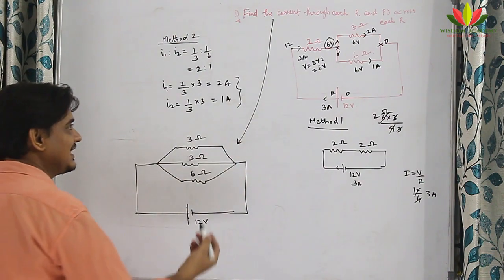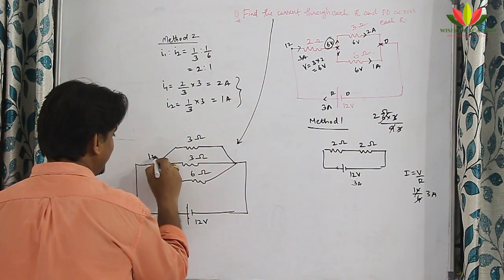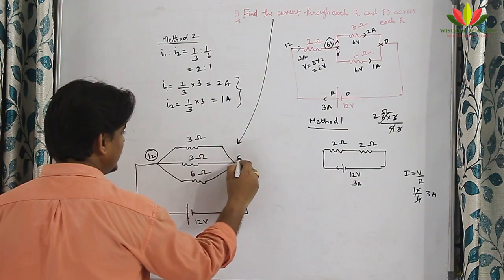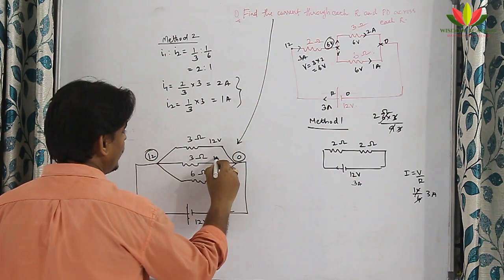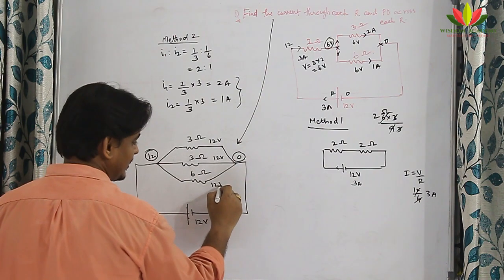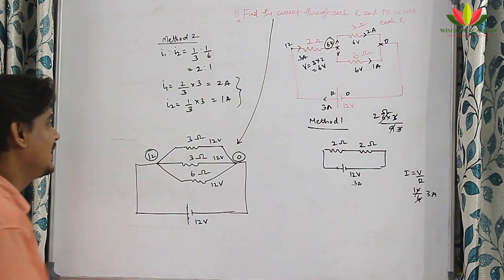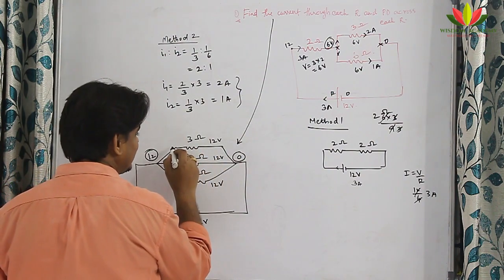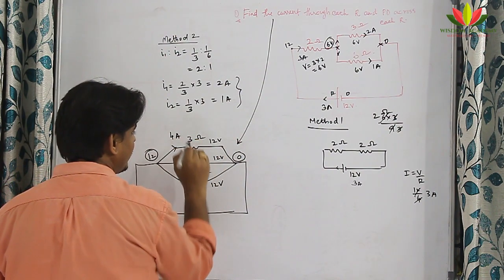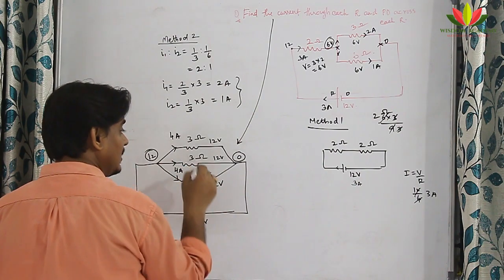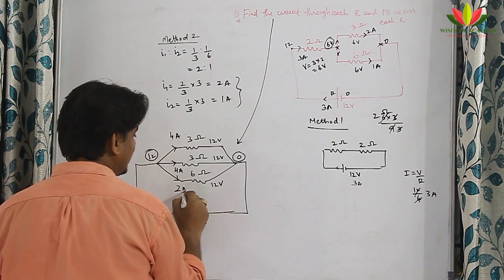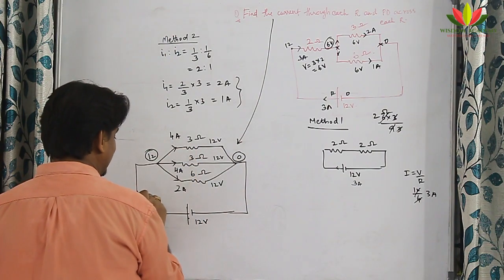The potential drop we can say very easily: this point will be 12, this point will be 0. So each one has the same 12 volt potential difference. Current is now easy to find: 12 by 3 is 4 ampere, 12 by 3 is 4 ampere, 12 by 6 is 2 ampere. 4, 4, 8, 2, 10. So you can say it is 10 ampere.